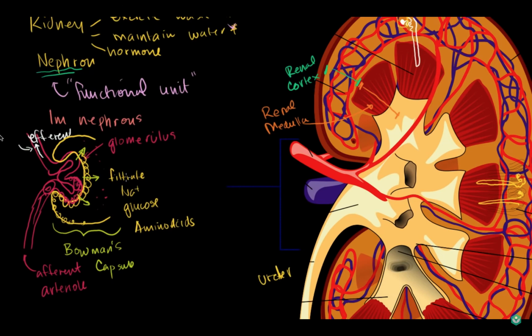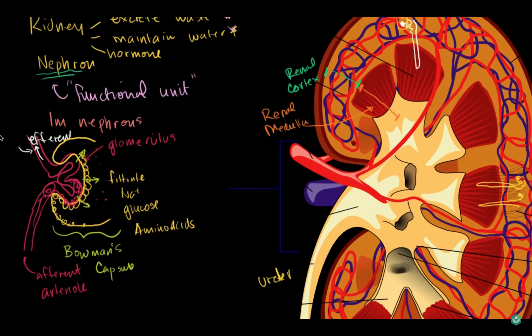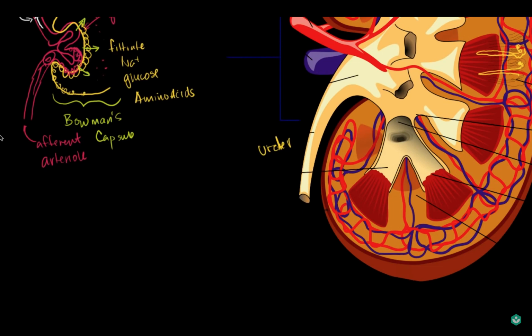Now what I want to do is zoom out a little bit because I'm going to run out of space. So let me zoom out. We had our arteriole go in, it gets all bunched in the glomerulus, and then most of the blood leaves, but a fifth of it gets essentially filtered into the Bowman's capsule. That's the Bowman's capsule right there. I've just zoomed out a little bit.